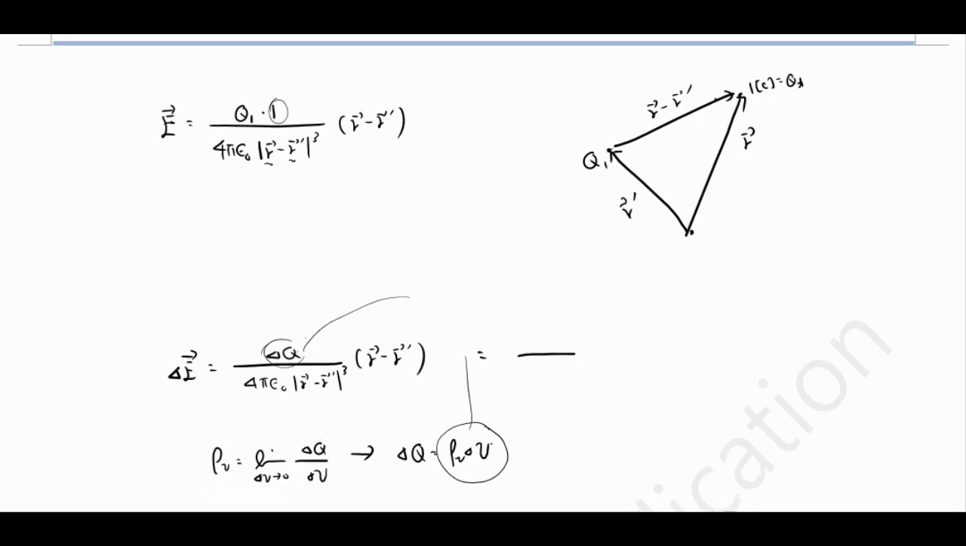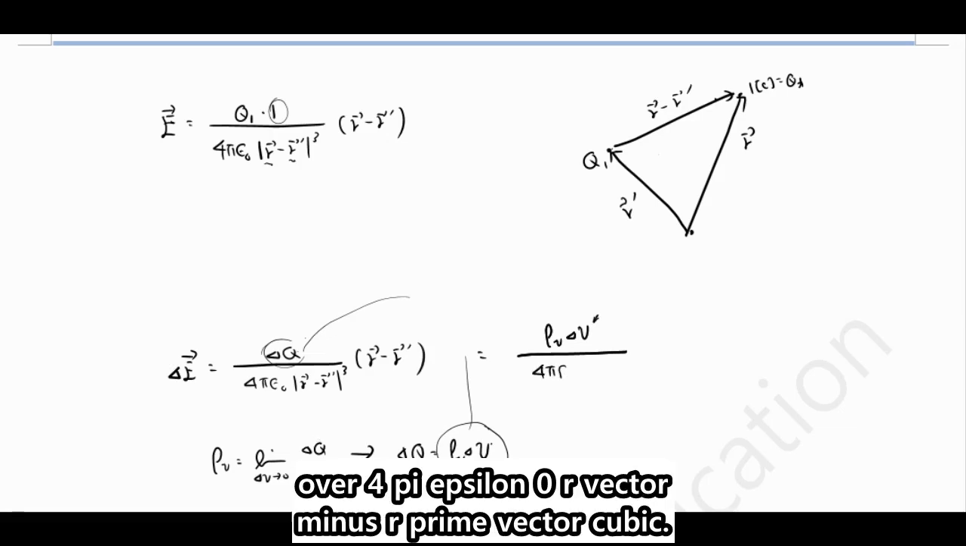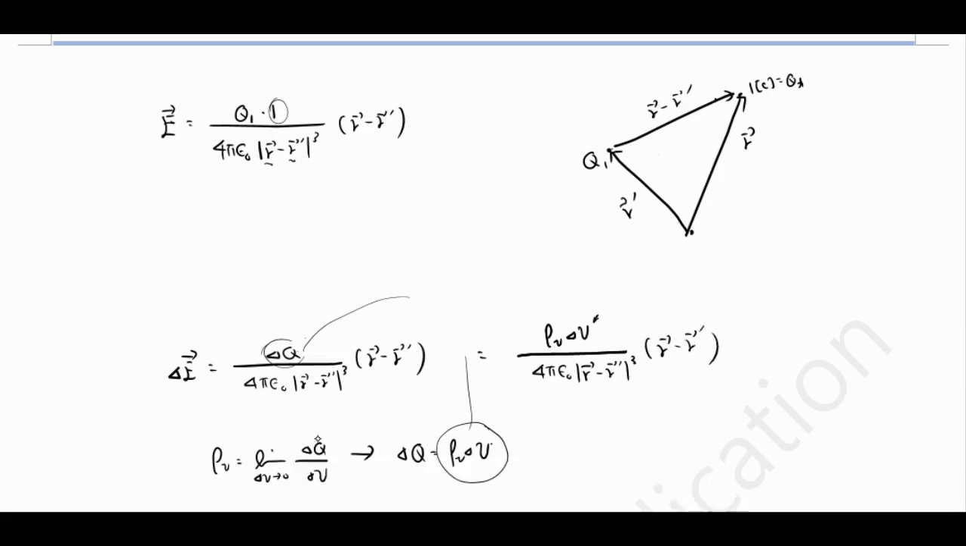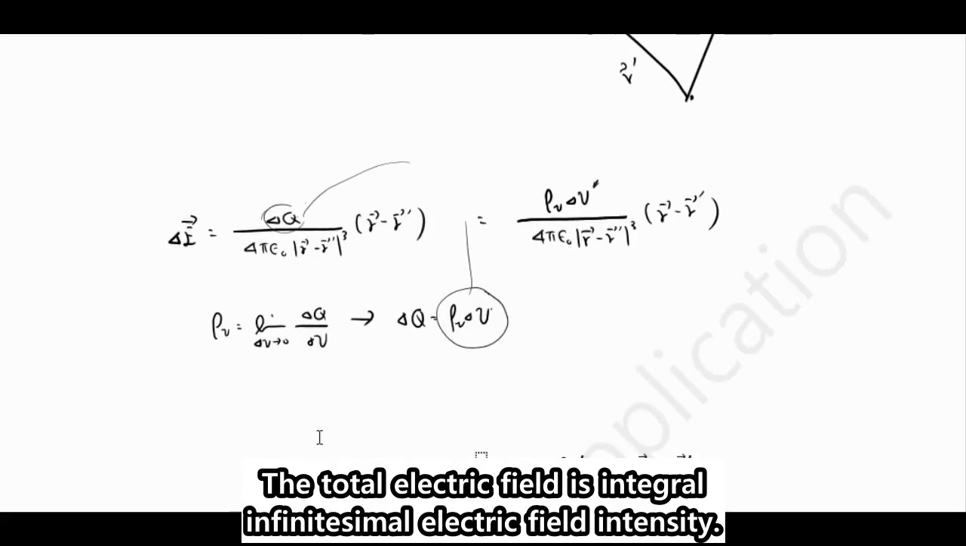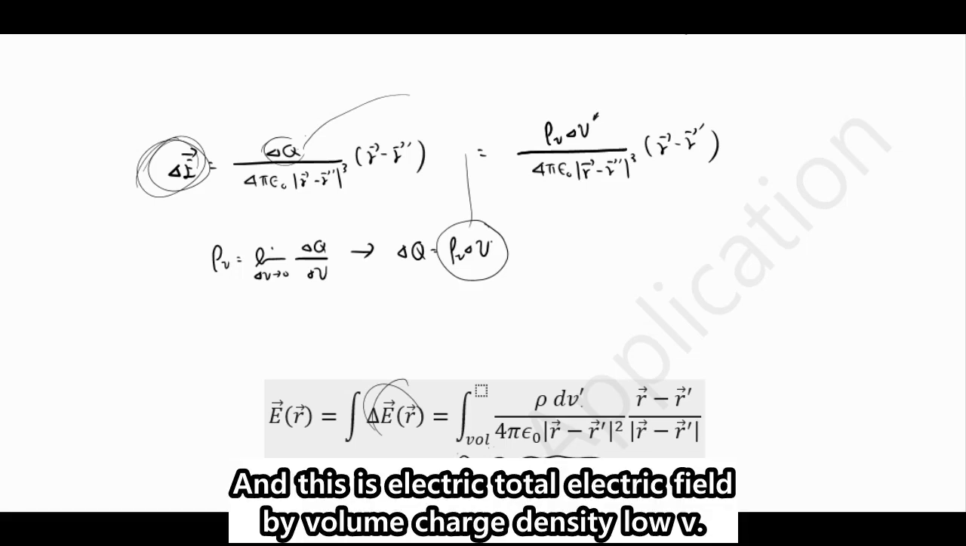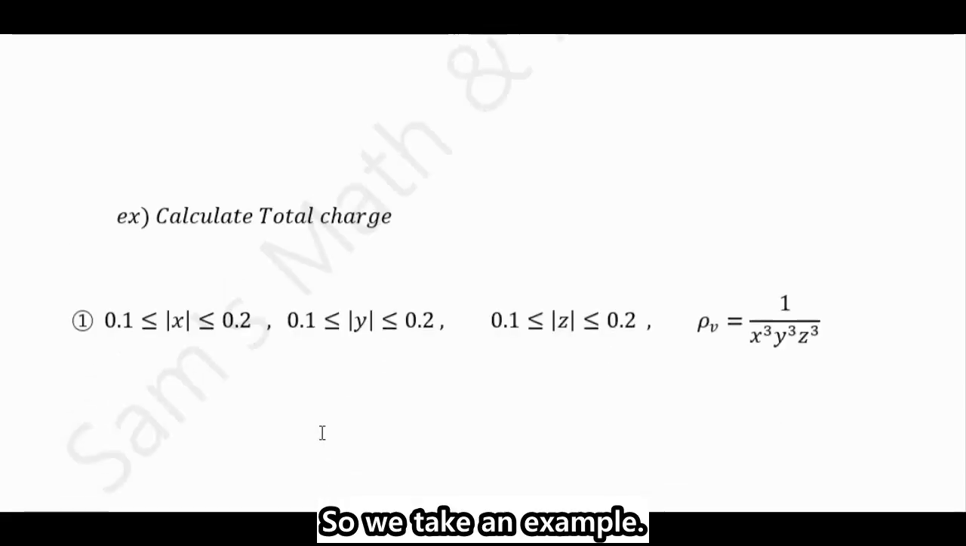This is rho V delta V prime, because this is the source, over 4 pi epsilon 0 times the magnitude of r vector minus r prime vector cubed, multiplied by r vector minus r prime vector. The total electric field is the integral of the infinitesimal electric field intensity, and this is the total electric field due to the volume charge density rho V. So we take an example.